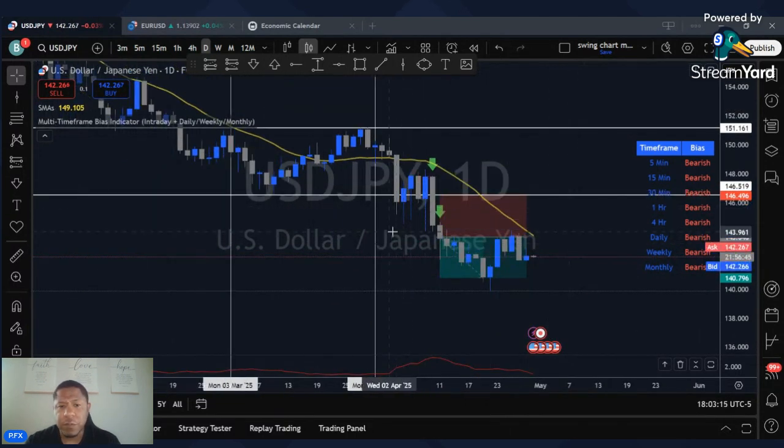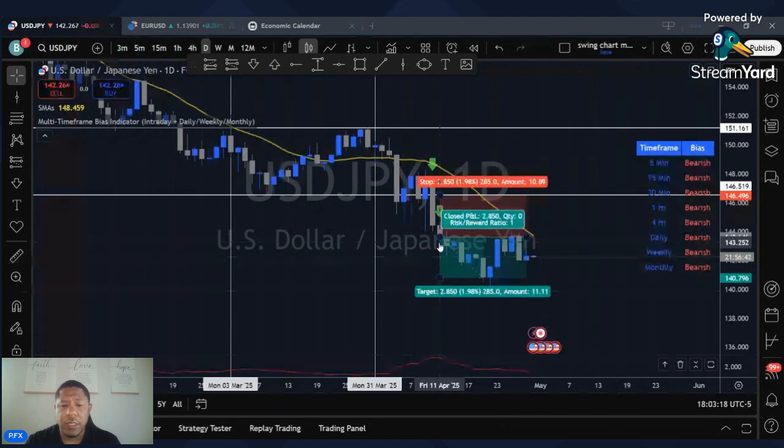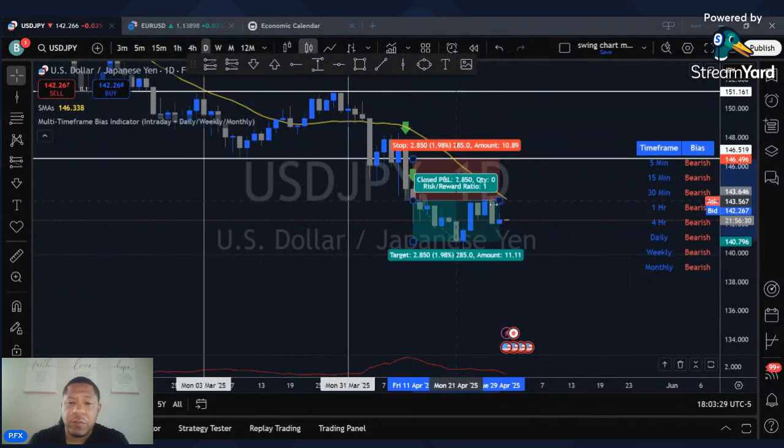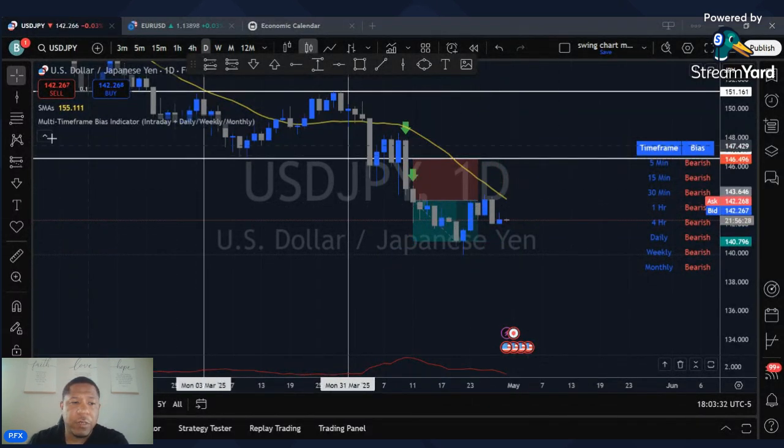As you can look right here, it took a little bit for this trade to play out. This was the 3rd, and we didn't get in until the 11th, and from the 11th to the 21st, so 11 days, including the weekend. Pretty much plain and simple how we looked at that one.